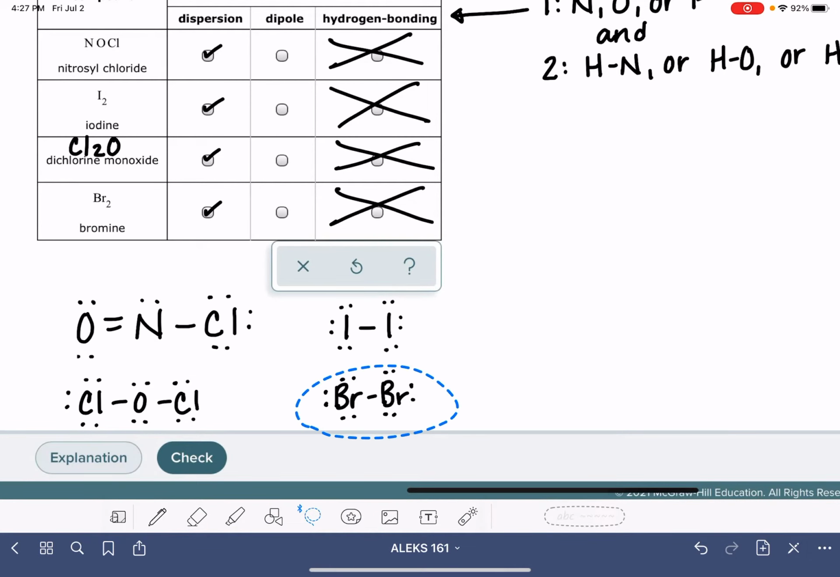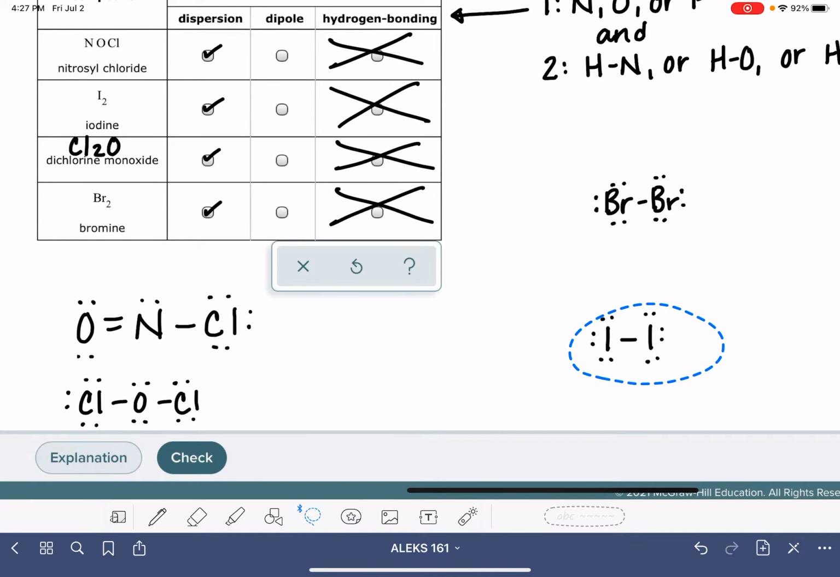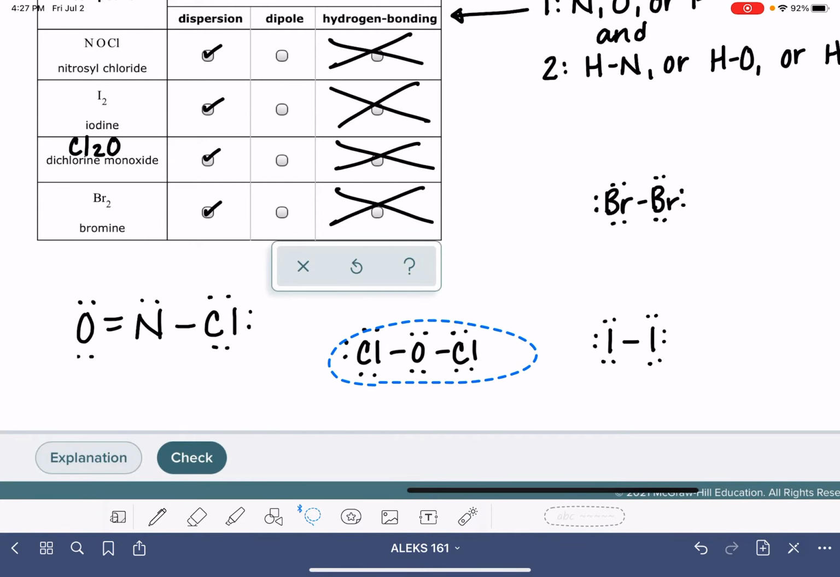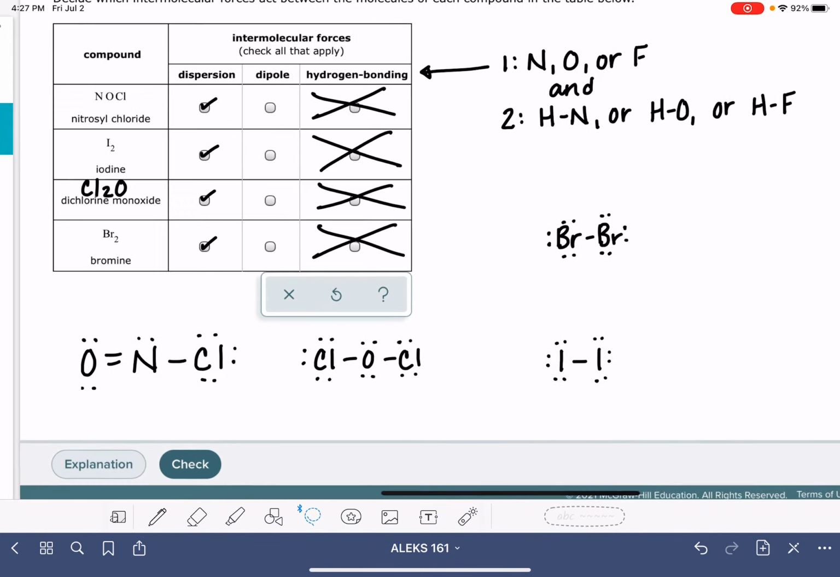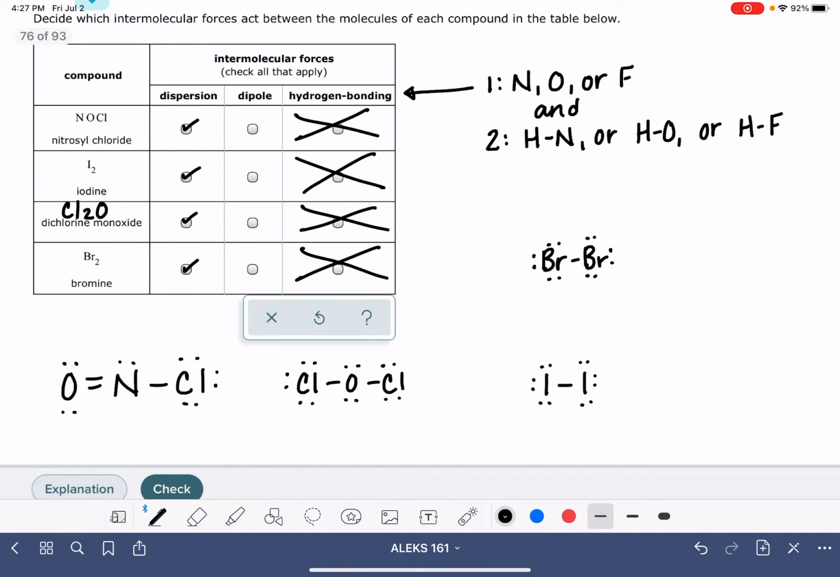Okay, so once we have all of the Lewis structures for these molecules, we're going to analyze them one at a time. Some of them are going to be easier to analyze than others. And what we're basically looking for to answer this question is just yes or no: is the molecule polar or is the molecule nonpolar? If the molecule is polar, then yes, it has a dipole.